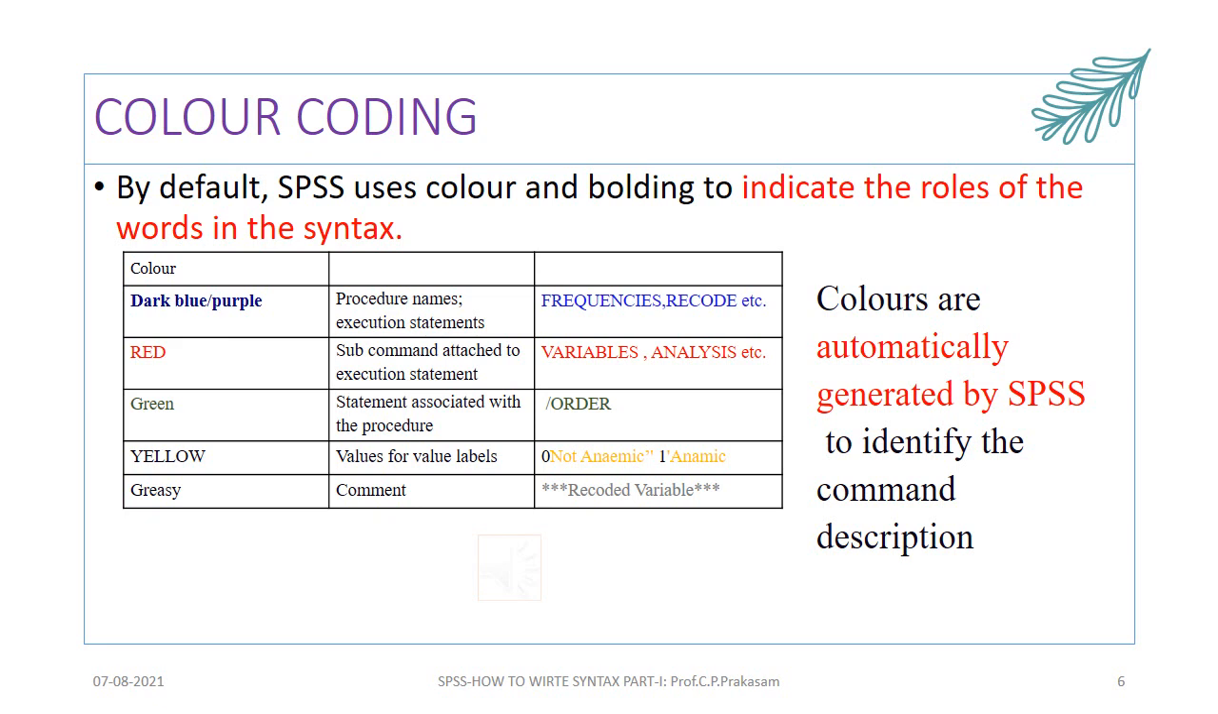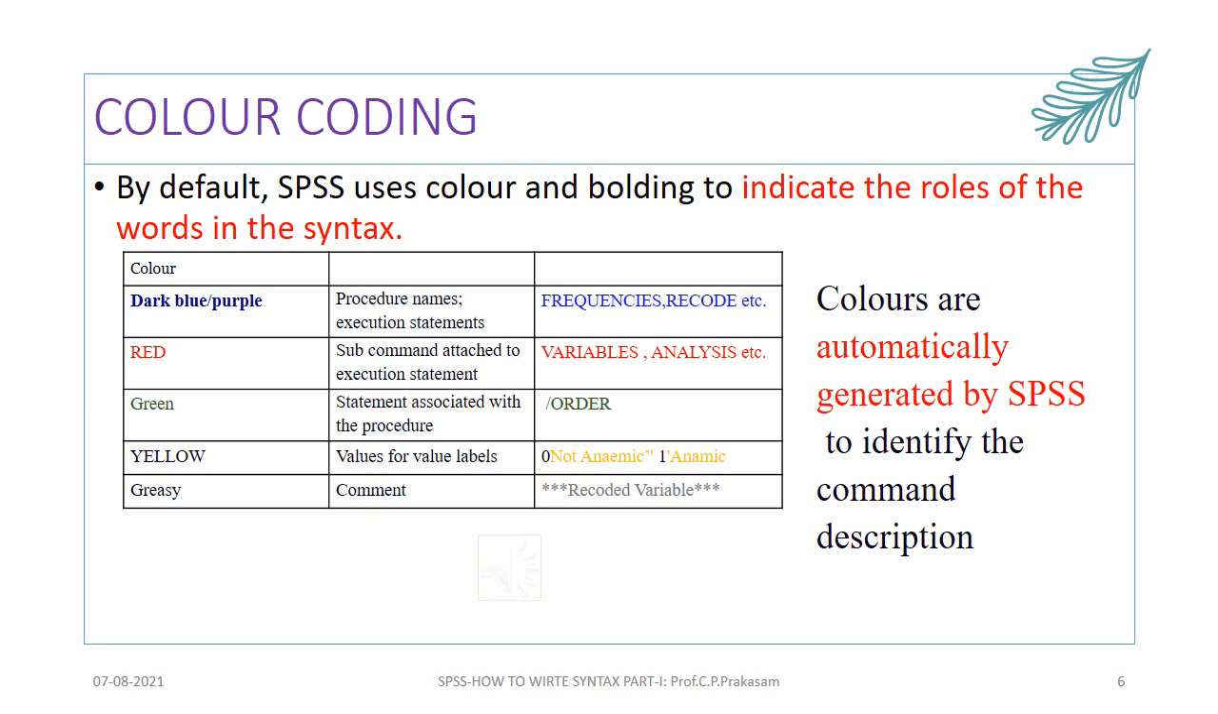Color coding. By default, SPSS uses color or bolding of the letter to indicate the role of the word in the syntax. The colors are automatically generated to identify the command's description. Here some colors and some commands are given. Dark blue color, whenever you type frequency and if it accepts it, then it will be turned into blue. Red color, whenever you type variables, if it turns into red, then it has accepted the word variable. Like that it will give the information for that.